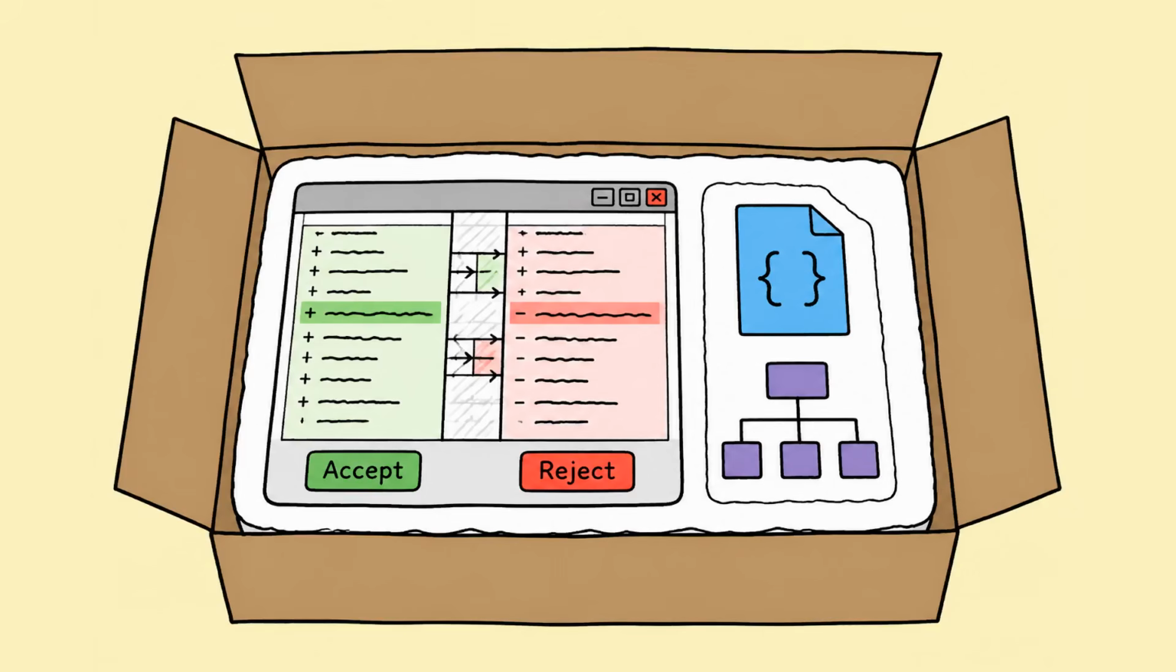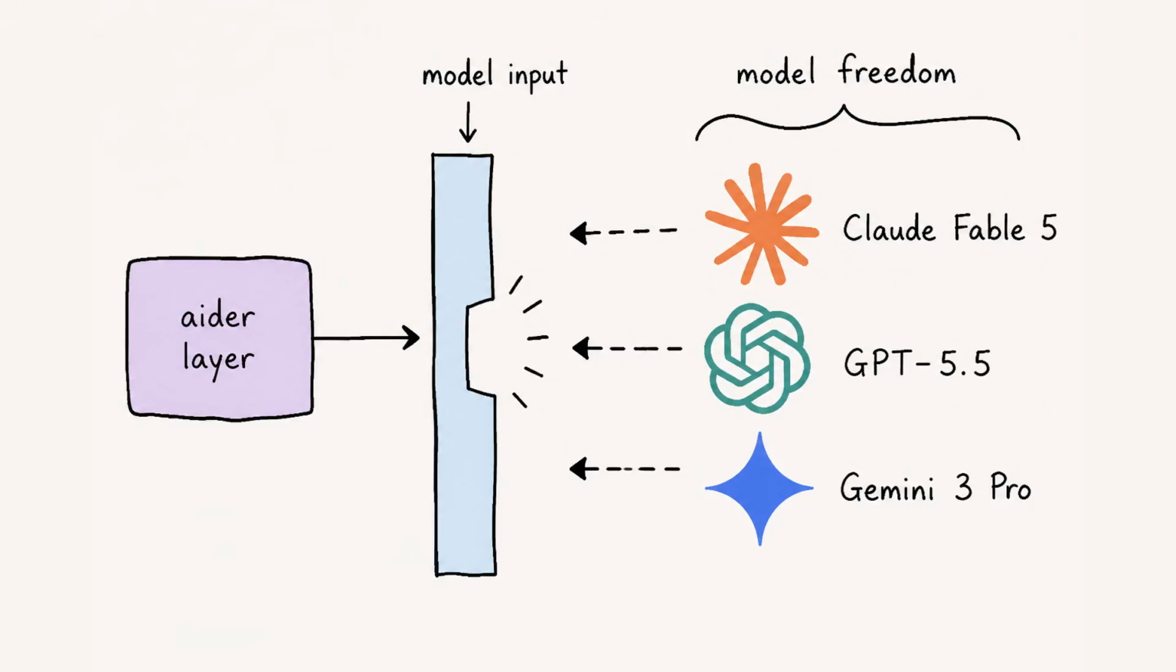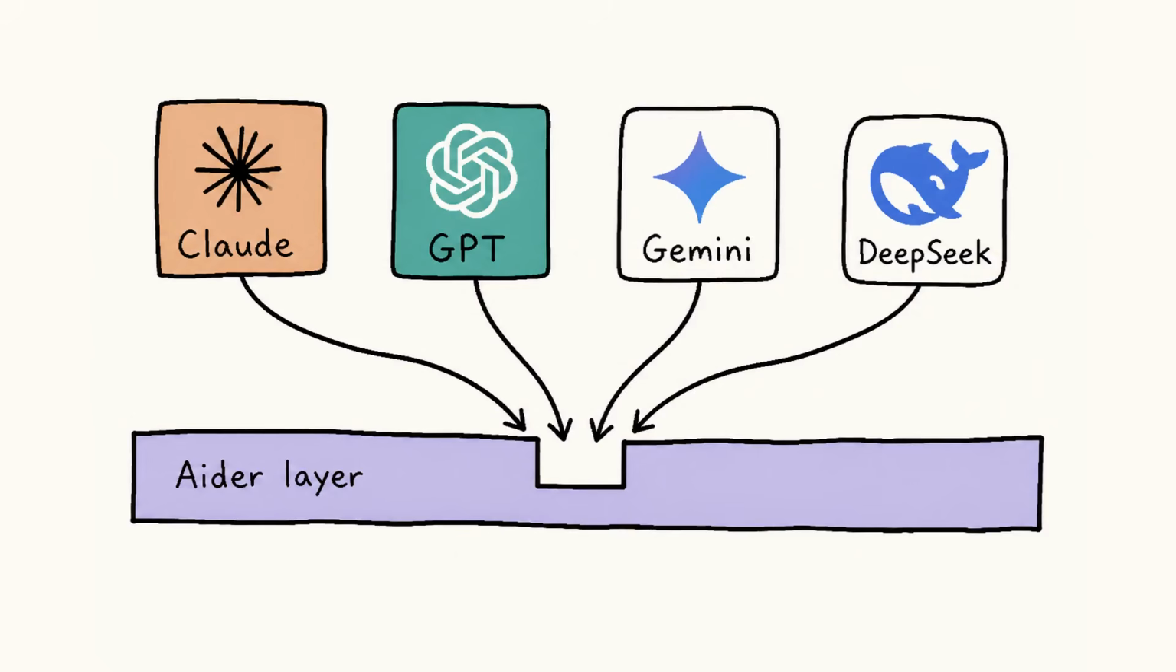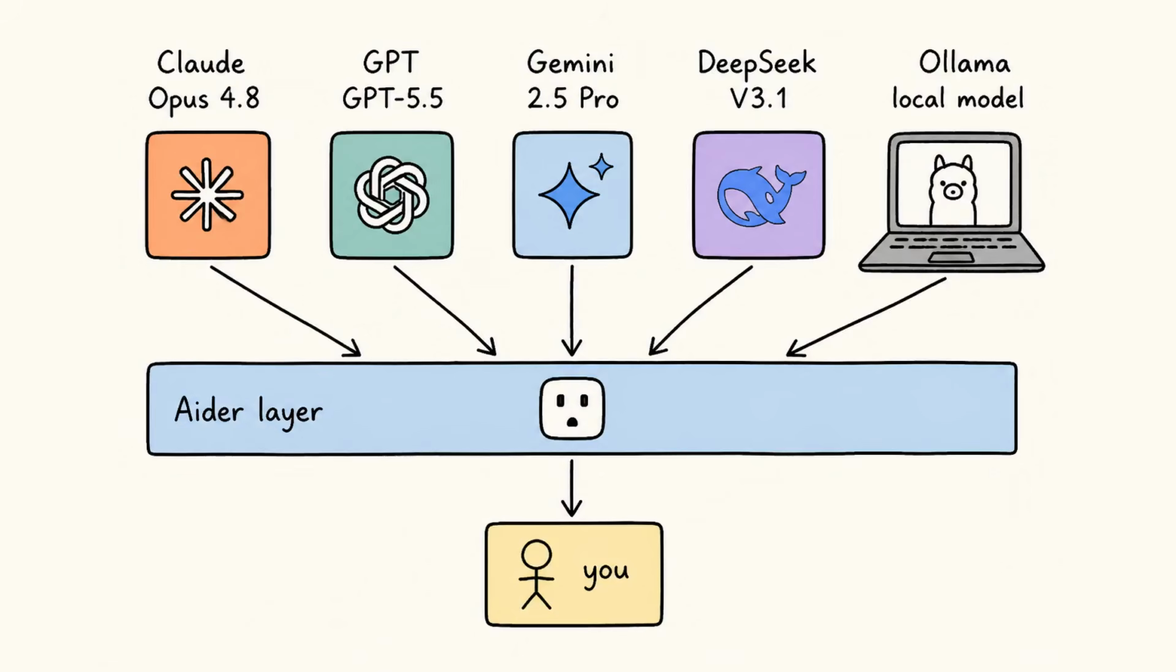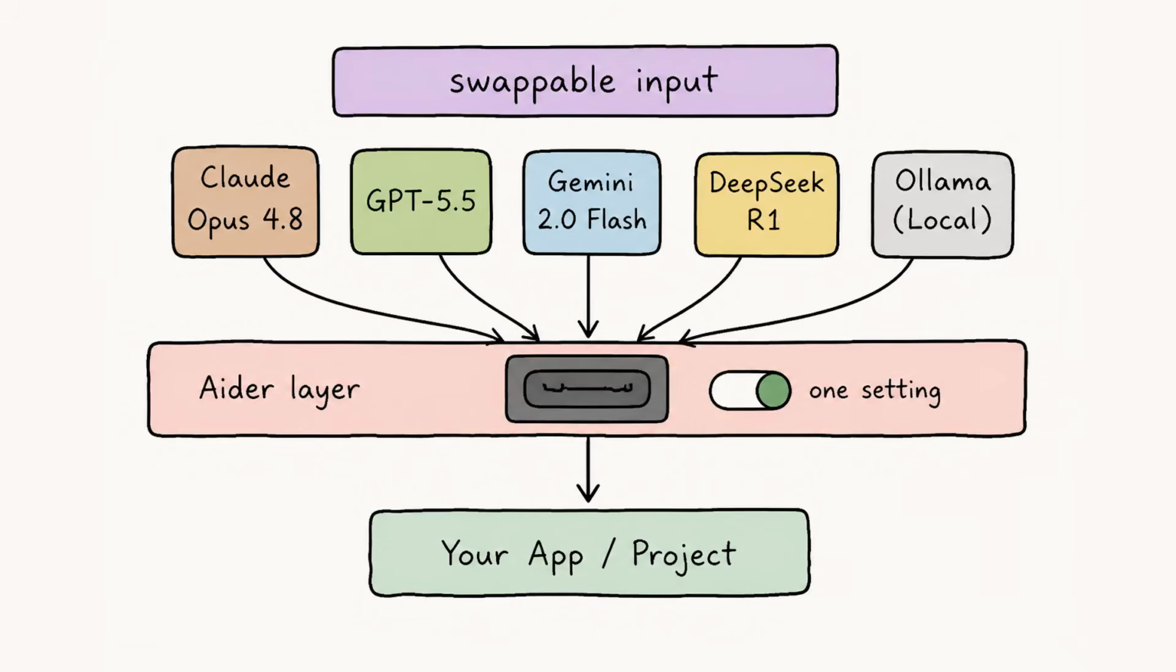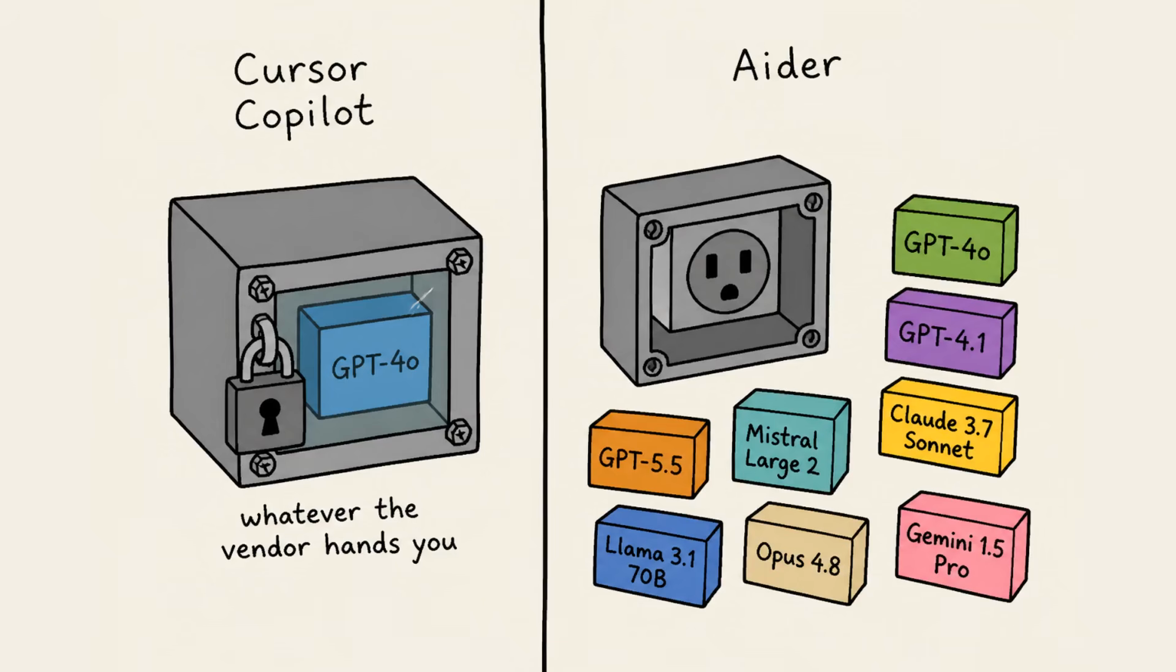IDEs bet the exact opposite way. It bundles nothing. The first half of that bet is model freedom. You bring the model. Plug in Claude, plug in GPT, plug in Gemini, plug in DeepSeek, or point it at a local model running through Ollama on your own machine. To IDEs, the model is just a swappable input. It isn't baked in. You want to change which brain does the work? You change one setting. Compare that to a Cursor or a Copilot, where your model choices are whatever the vendor decided to hand you.